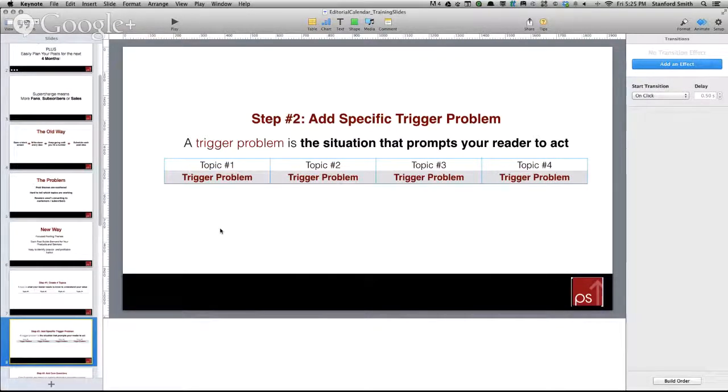Okay, and the best way to do this, I found, is actually to open up just a spreadsheet, and these are your cells in your spreadsheet. So across the top, you're going to have your topics, and then underneath those topics, you're going to have your trigger problem. Okay, so that's step number 2.